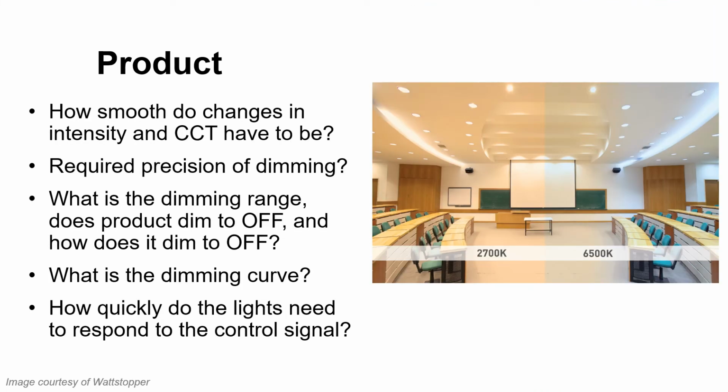How smooth do changes in intensity and CCT have to be? Light level and CCT should transition between levels smoothly in applications where change happens frequently and where the change is visible to occupants. How precise does the dimming need to be? Some solutions don't tune light level or CCT precisely, though this is often acceptable in commercial applications.